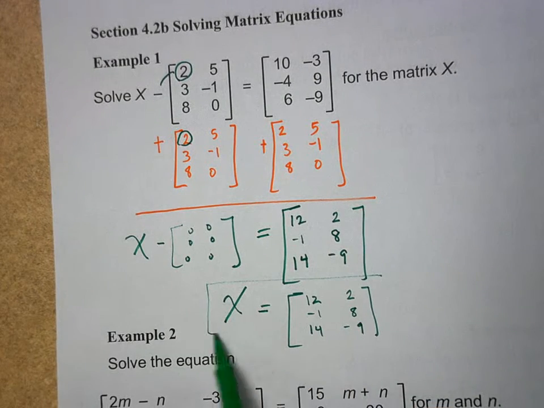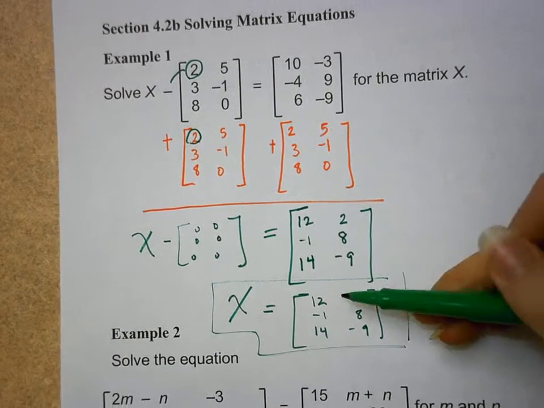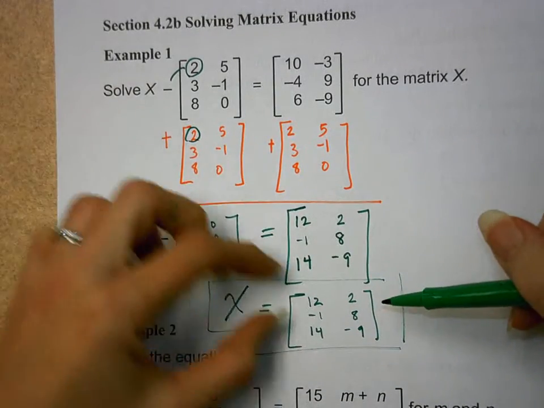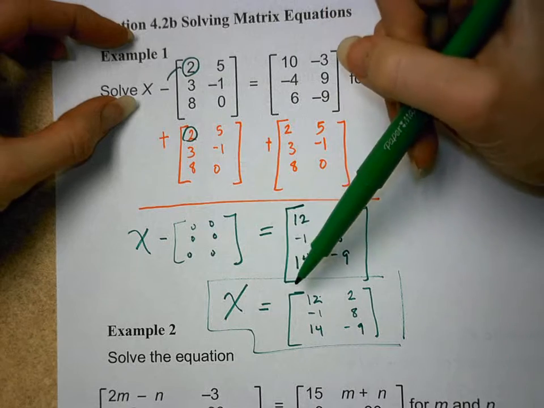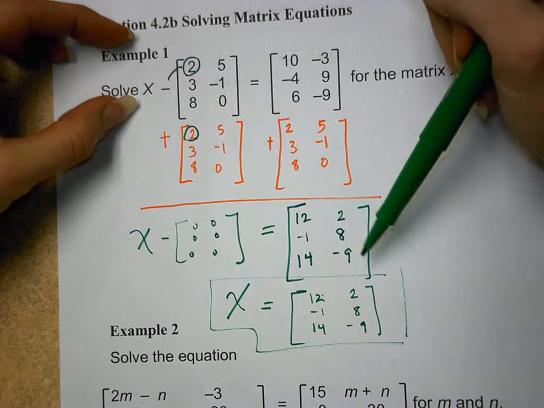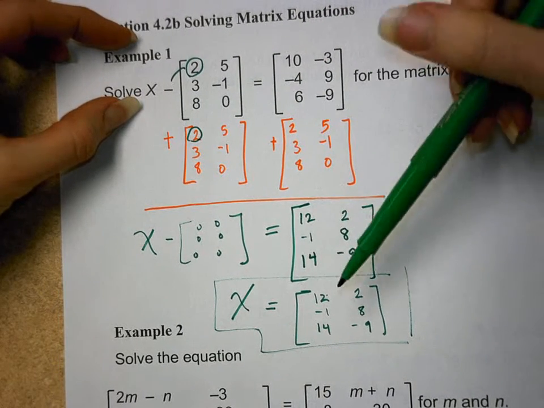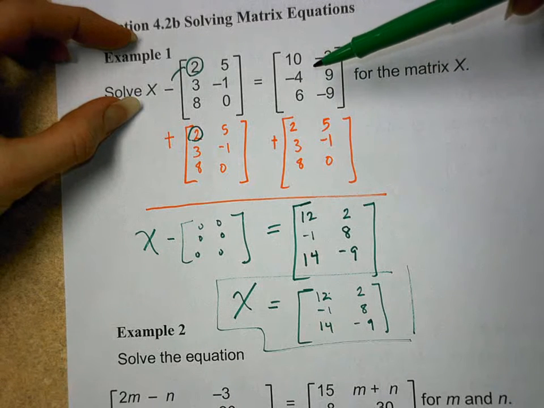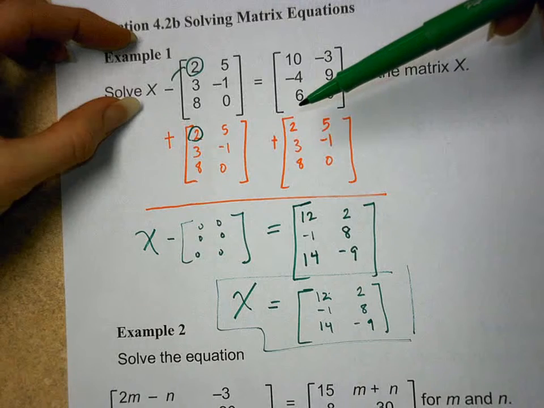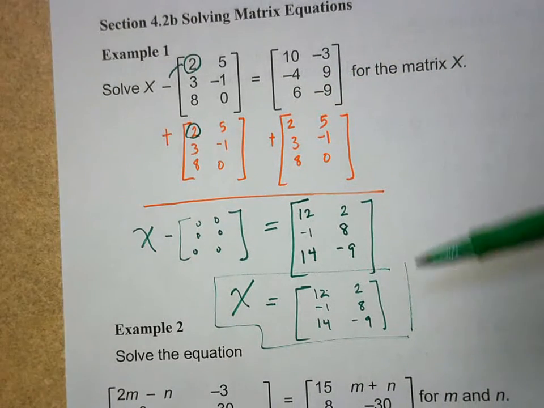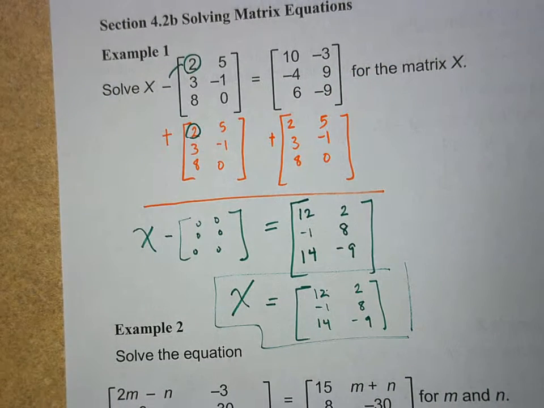And the beautiful thing about this is it's an equation. We can go ahead and check it. If I plug this back in for x, I can just subtract the corresponding elements. 12 minus 2 is 10, 2 minus 5 is negative 3, negative 1 minus 3 is negative 4, 8 minus negative 1 is 9, 14 minus 8 is 6, and negative 9 minus 0 is negative 9. So I know I have it.